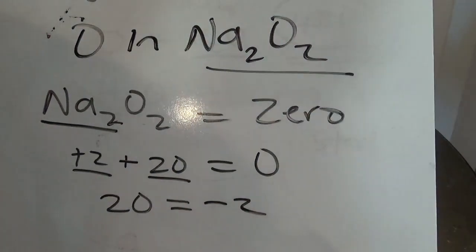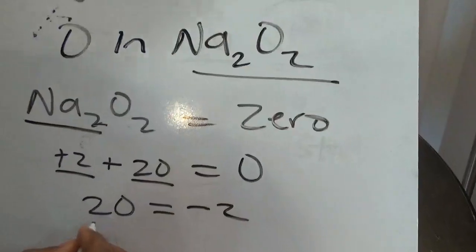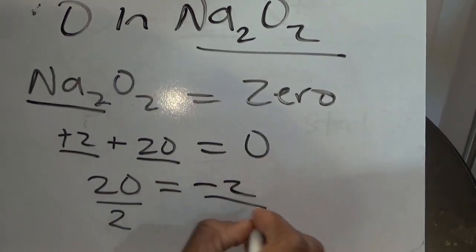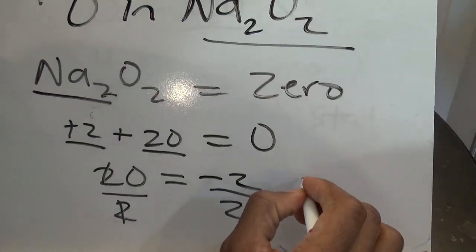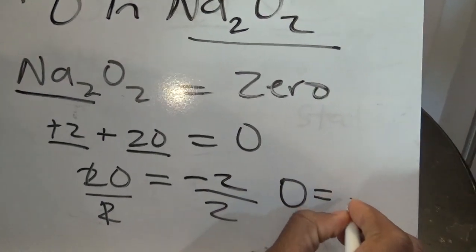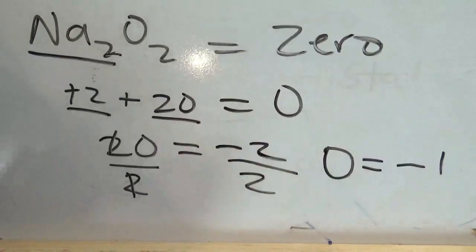How do we get the oxidation state of 1 oxygen? We divide this side by 2. We divide this side by 2. 2 here cancels 2. 2 here cancels 2. At the end of the day, we have the oxidation state of oxygen will be equal to -1.